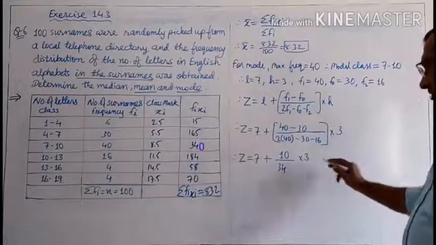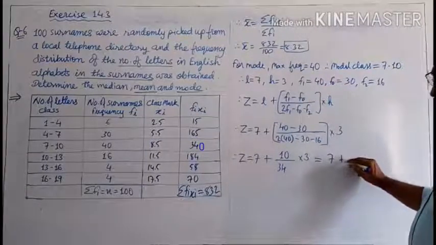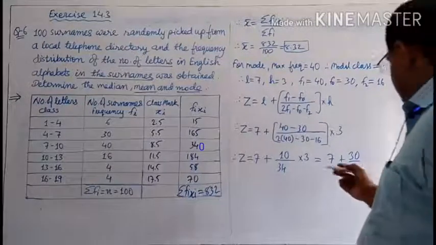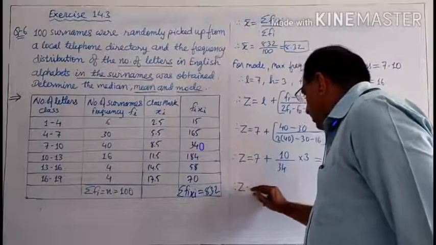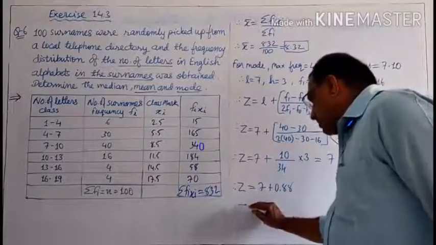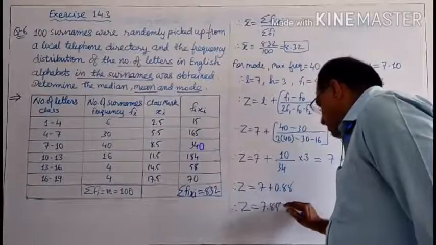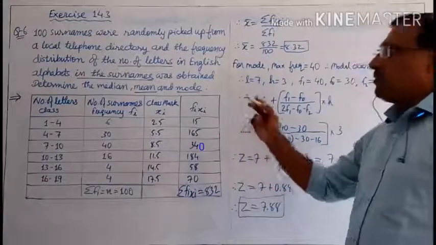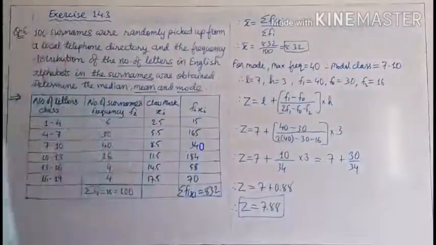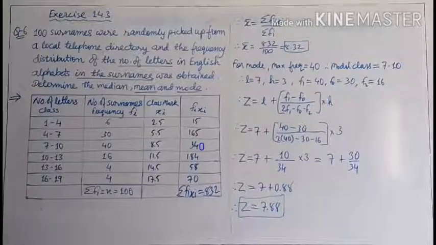So 30 by 34, or we can say 7 plus 30 by 34, or 15 by 17, and that is Z. Mode is equal to 7 plus 0.88, and therefore mode is 7.88. This is the mode of the number of letters in these surnames selected from the telephone directory. So the mode, the most occurring number of letters, is 7.88.